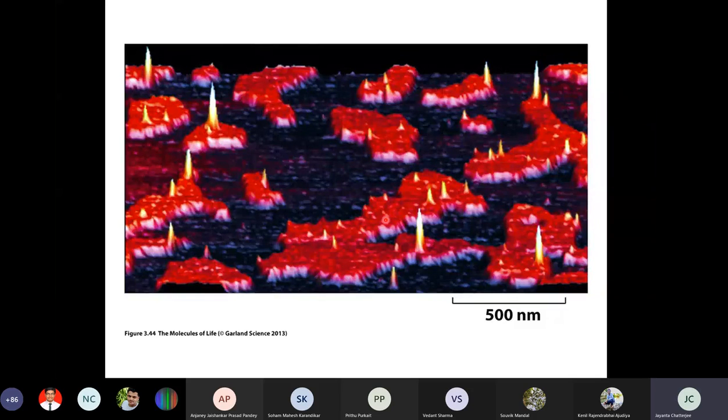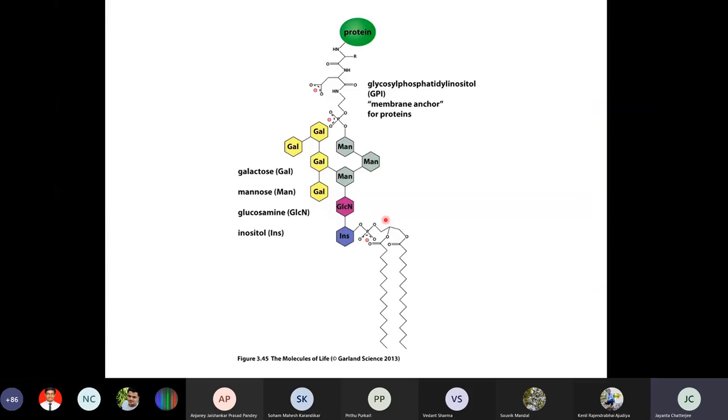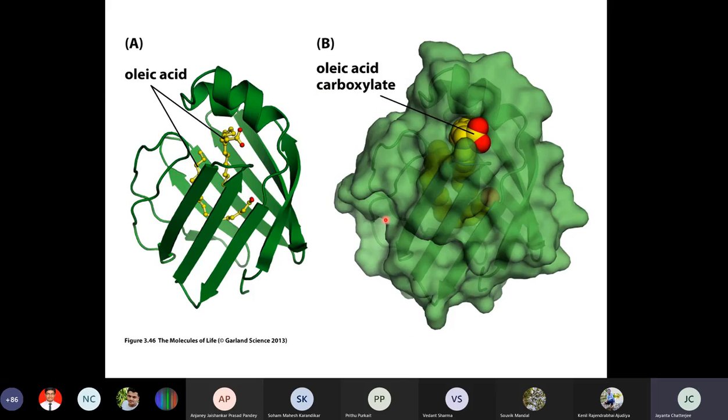But this is a supported membrane, meaning that it's an artificial membrane made using the compositions of the lipids that are typically present in a plasma membrane. All right. Now, this is a GPI-anchored protein, but I'll talk about it when we study the carbohydrates also.